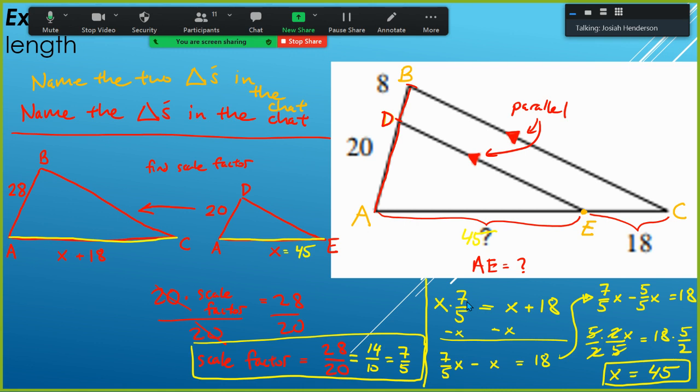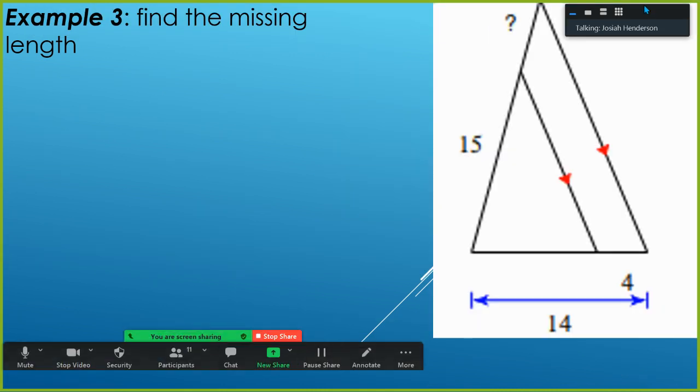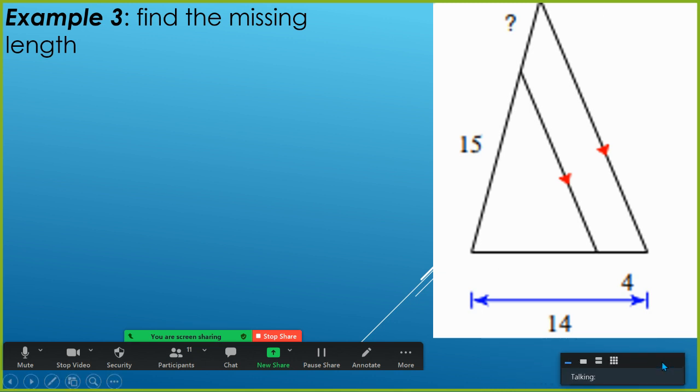Okay, let's look at another one, and then I've got another principle to look at for today, or a rule that will come into play. Here's another question. This is similar. Find the missing length. So the missing length this time is this stretch up here, that little stretch. That's what they want us to find. How long is that?